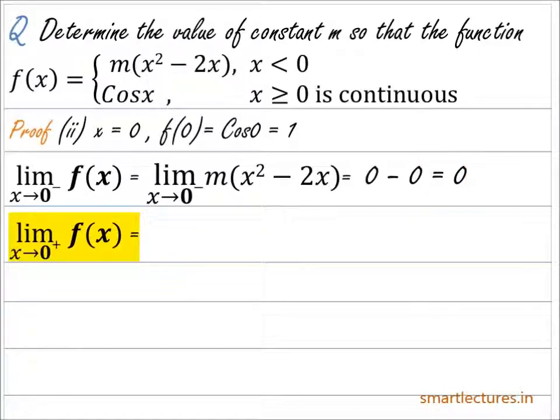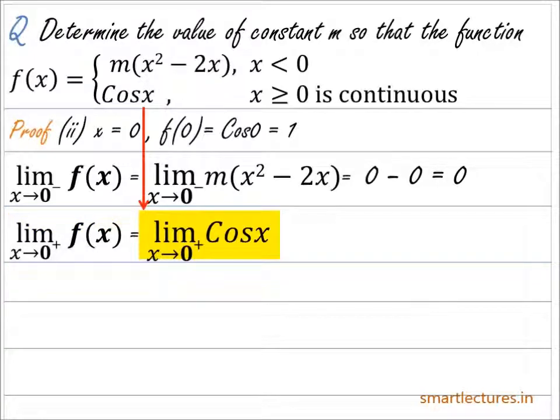and the right hand limit is equal to limit x approaches 0 from the right hand side f of x, which is equal to, and now the value of the function when x is greater than 0 is cos of x. So this limit is equal to limit x approaches 0 cos of x, which is equal to, and now when x approaches 0, then cos x is equal to 1.